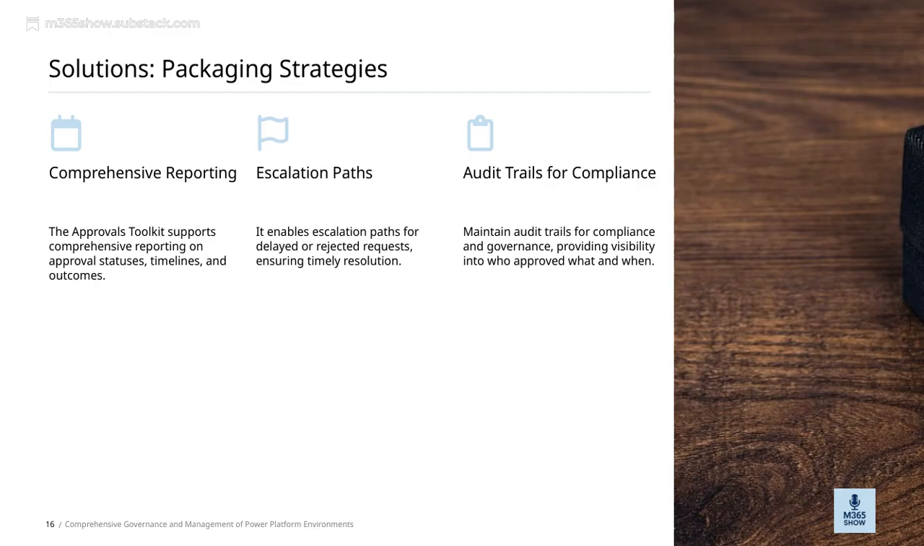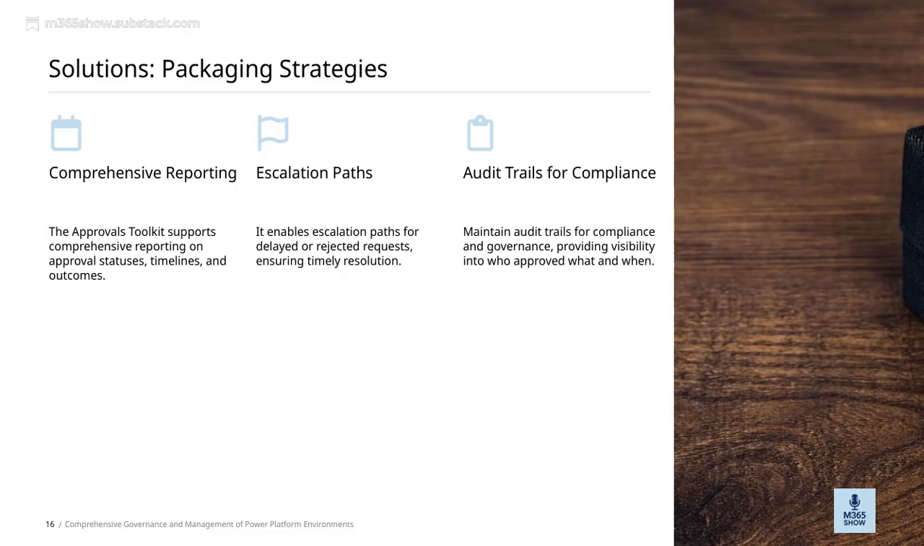One key aspect is maintaining detailed audit trails. This is crucial for compliance and governance because it provides clear visibility into who approved what and when. It's about creating a transparent record that supports accountability and audit readiness.